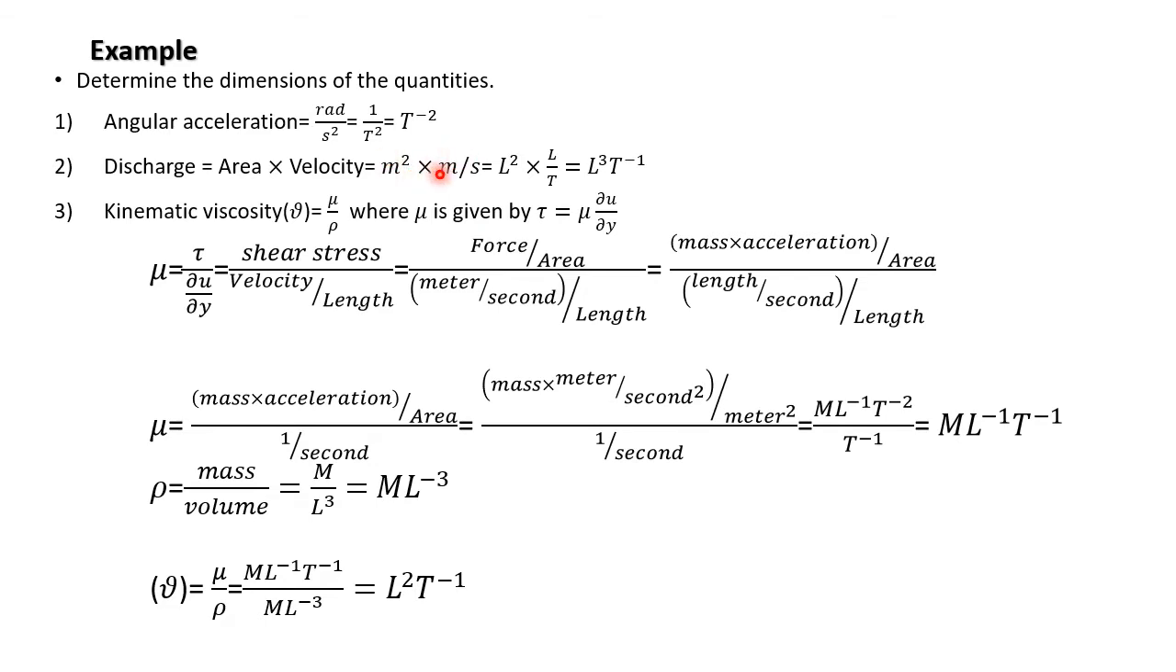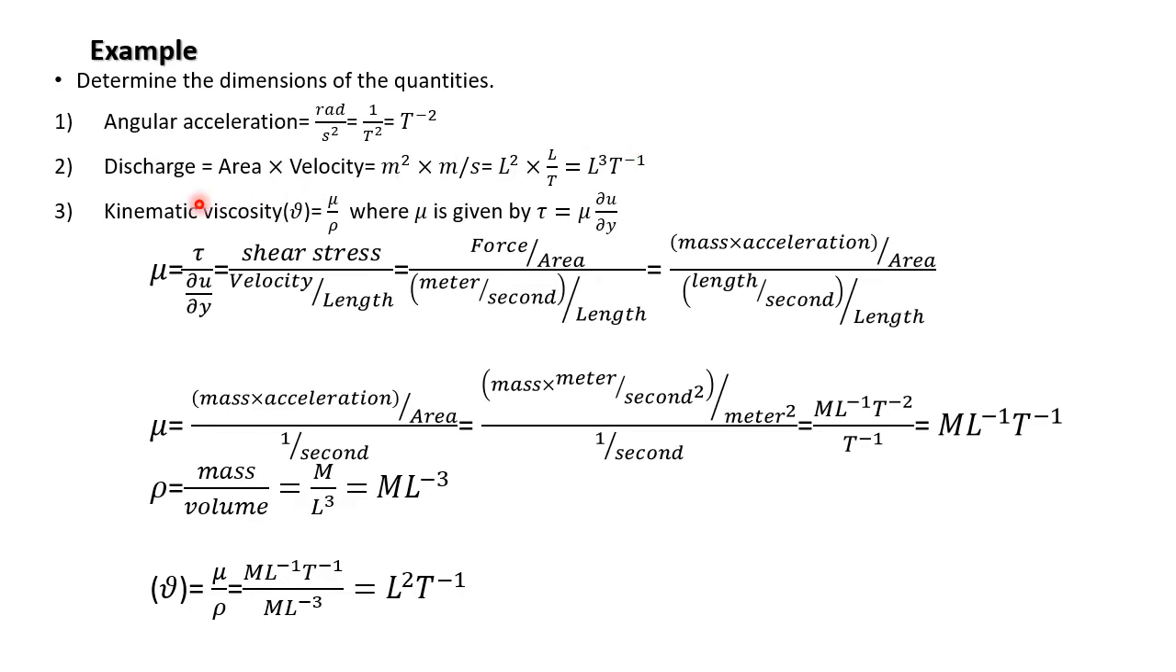So what is the dimension of meter? It is length. So meter cube is length cube, divided by second, it is divided by T. So I can write this as L cube T to the power minus 1. So the dimension of discharge is L cube T to the power minus 1.